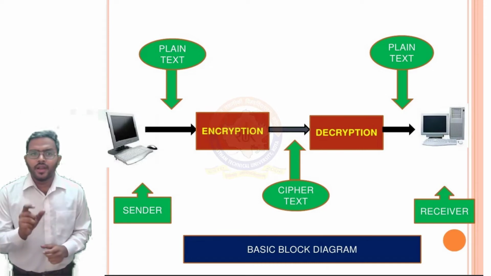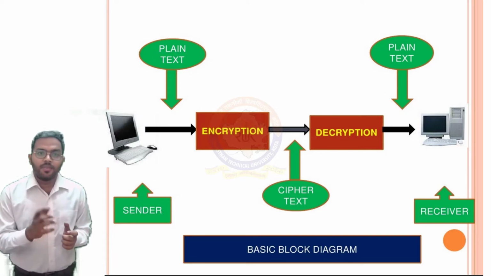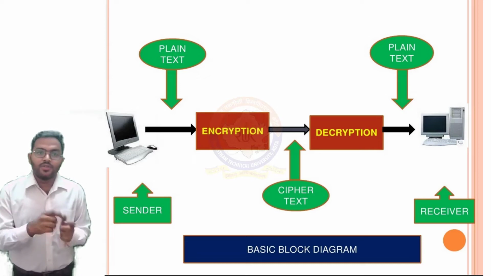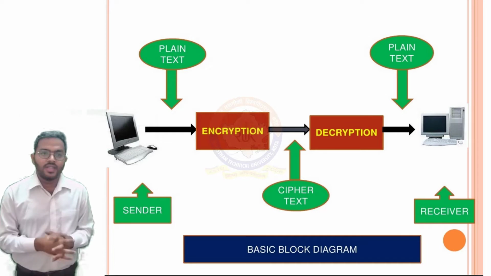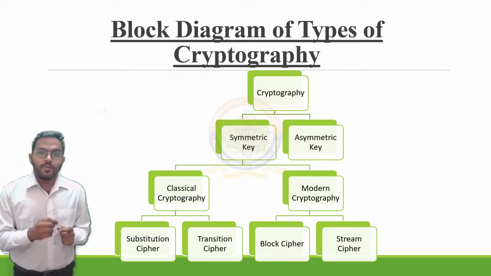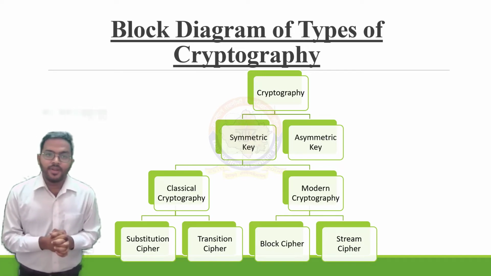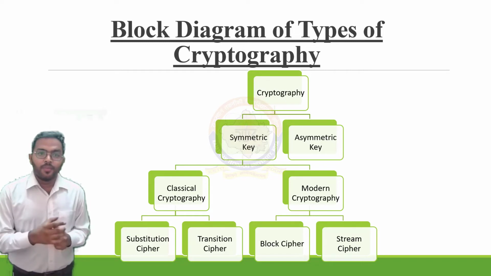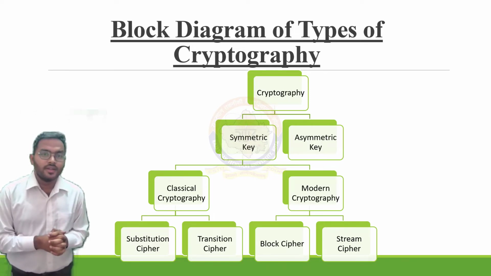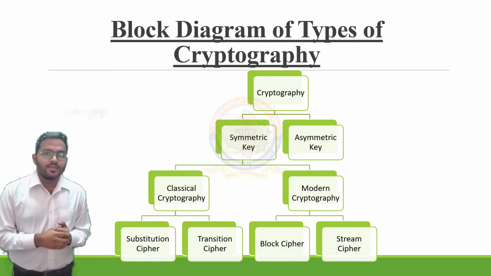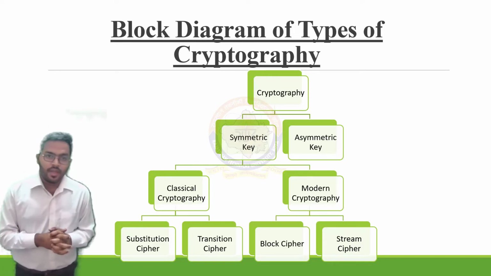Move to the next slide. This is the basic block diagram of the cryptographic process. First, the sender sends the plain text. Then the encryption algorithm changes the plain text into ciphertext. Before reaching the receiver, the decryption algorithm changes the ciphertext back into plain text. According to the block diagram, cryptography is mainly divided into two types of keys: symmetric and asymmetric. Symmetric key has two types, classical and modern. Further, these are also divided into different techniques. Go to the next slide.